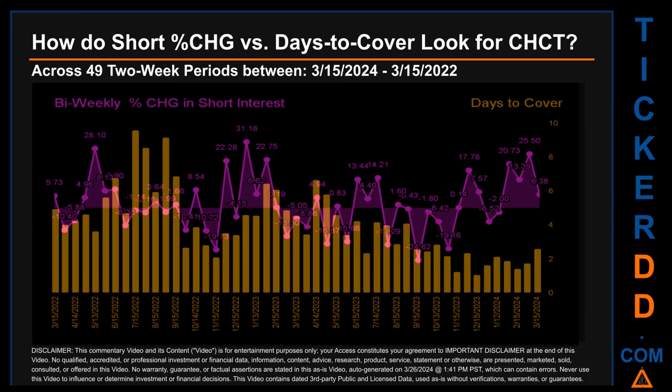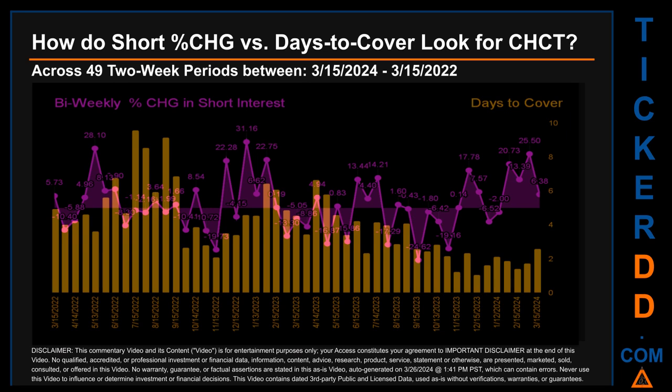Zooming out, I looked across 49 2-week snapshots, from latest found, March 15, 2024 to oldest found, March 15, 2022. In the graph, I overlaid bi-weekly percentage change in short interests against days to cover. Across these 49 2-week snapshots, the average percentage change of short interest was about 1.43%. Other interesting data points include: the largest percentage increase in short interest was 31.16%. It occurred once on December 30, 2022 settlement date.